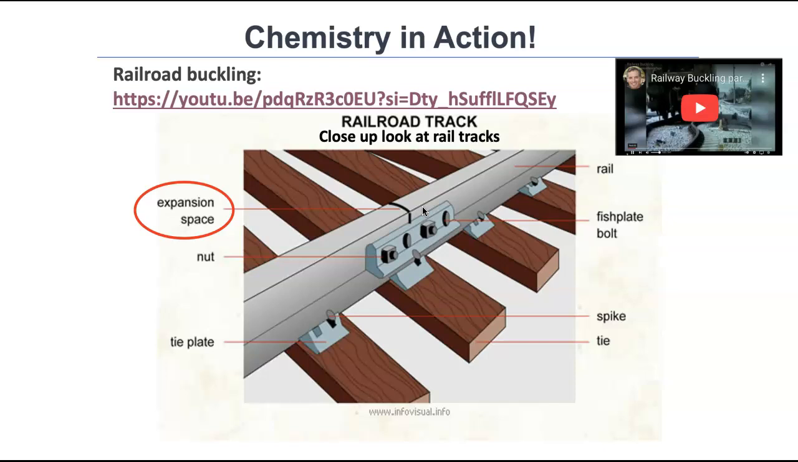So this is an example of a physical change. And this is reversible. When the railroad cools down, it goes back to its original unbuckled state.